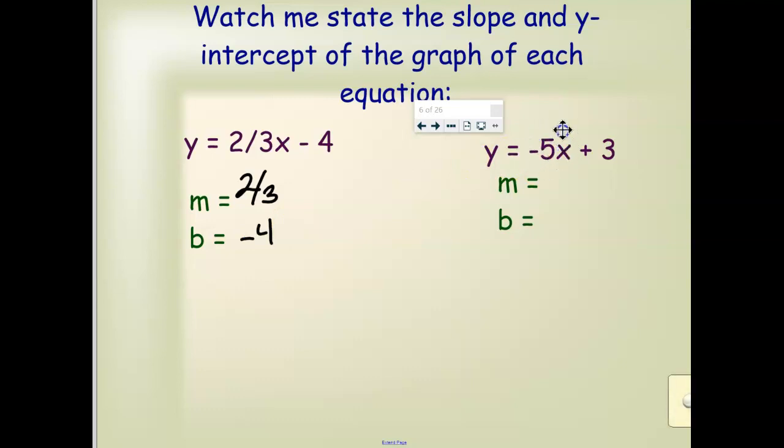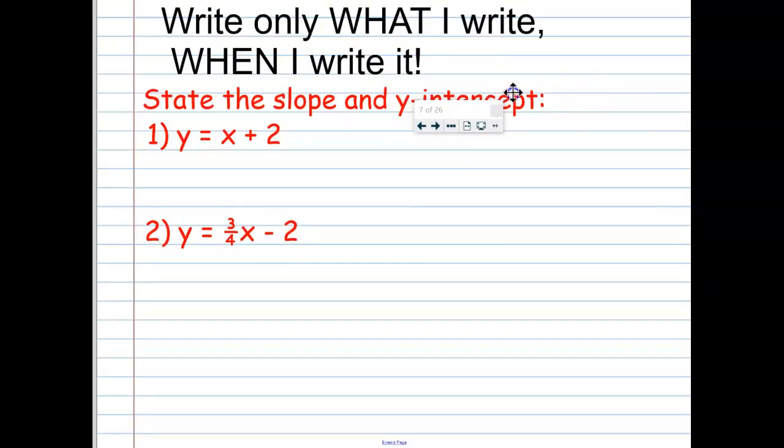Same over here. I'm not going to forget about my negative. I'm going to look in front of the x, and that's going to tell me my m, or my slope, which is -5. And then I'm going to look at what comes after, and that is 3. If you put a +3, that's not wrong. It's just not really necessary. Go ahead and pause and copy this down.